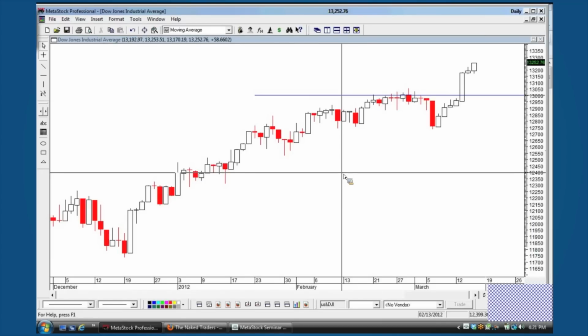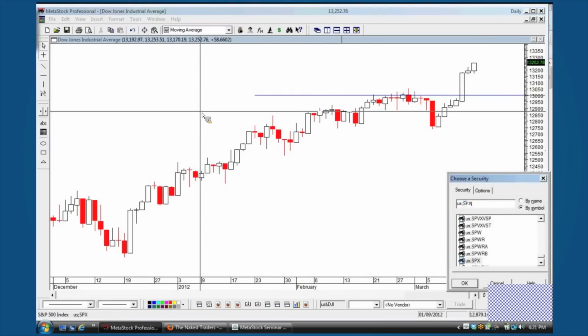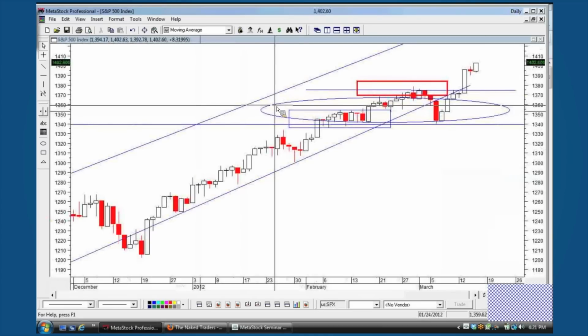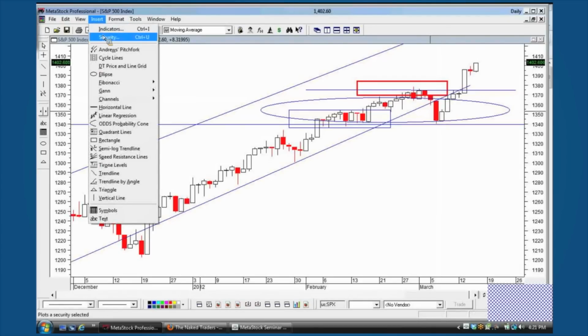Again, multiple time frame analysis. And then if you want, you can actually even take a look. I'm going to put on the SPX one more time. You can do an overlay here. And that's what I really like about the MetaStock platform, that you're able to easily insert.